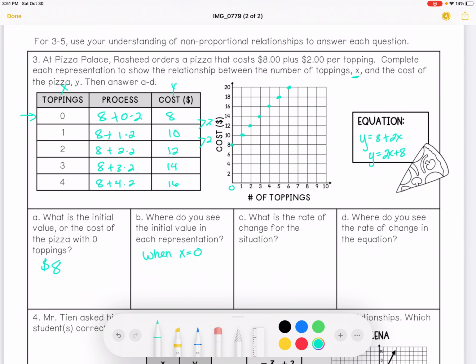What is the rate of change for the situation? Well, for every topping, we're increasing by $2. So it'd be the change in y divided by the change in x. That triangle means change in. And that's going to be $2 for every topping, which is just $2. Where do you see the rate of change in the equation? It is multiplied by x, or in this case, the number of toppings.